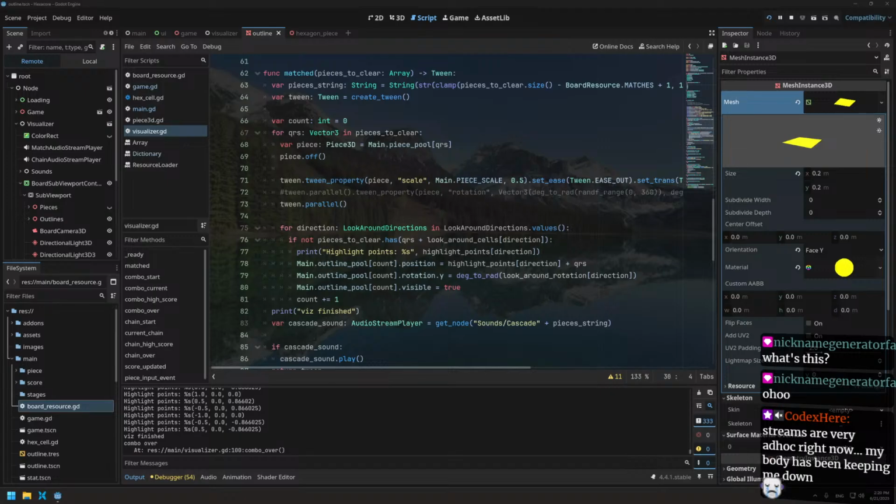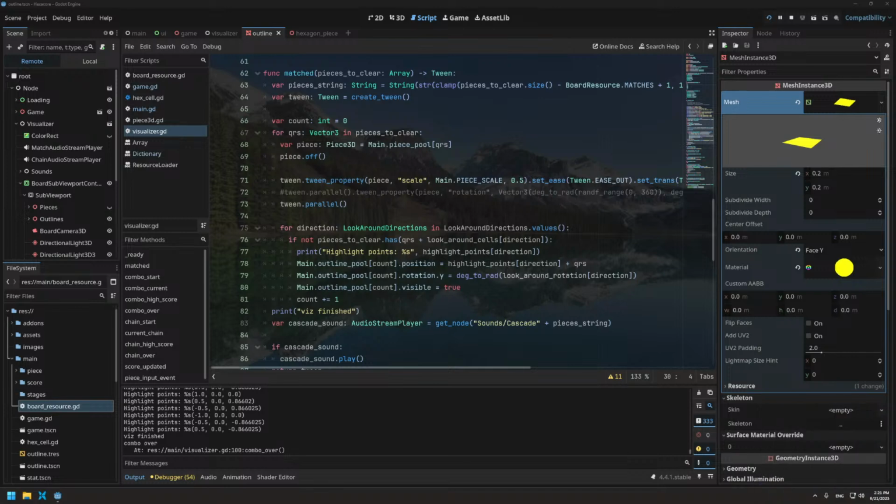All right, almost done eating. I'm just gulping down this Yoplait. Yoplait! All right, all done.